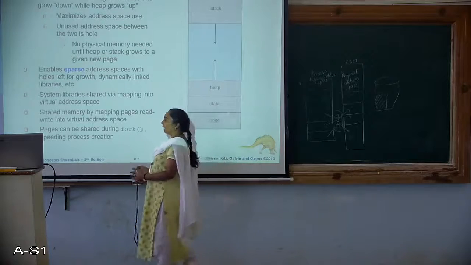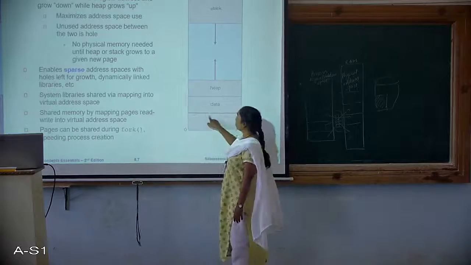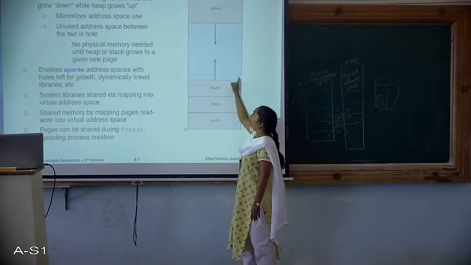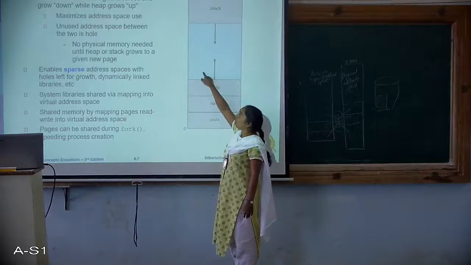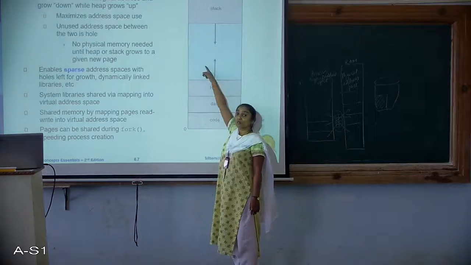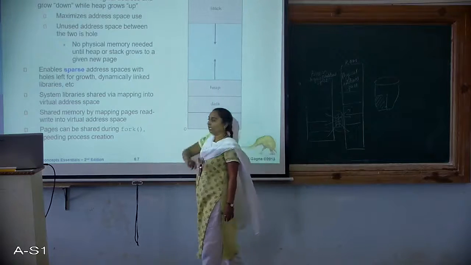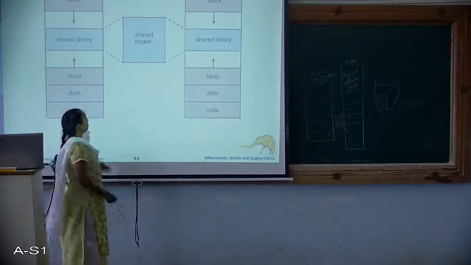And it also helps you to create new processes by using the fork, because if this process wants to create a child process by sharing this part of the code with the child process, then you use the fork and you specify this address for the child process to be used as shared memory. Okay, so that is what is shown in this next diagram.